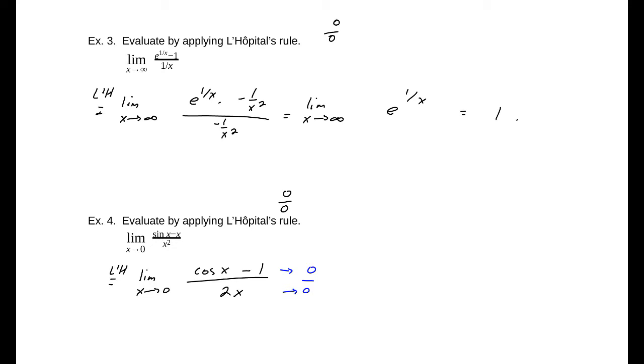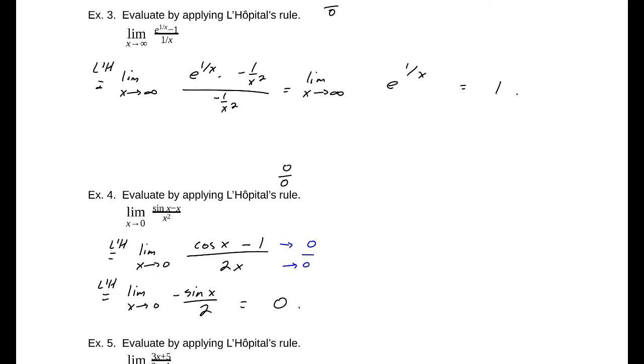So we can still apply L'Hopital's rule. We'll go ahead and do that. Limit as x approaches 0, and the derivative there would be negative sine x over 2. Evaluating that at 0 gives us 0. So our limit is 0 in that case.